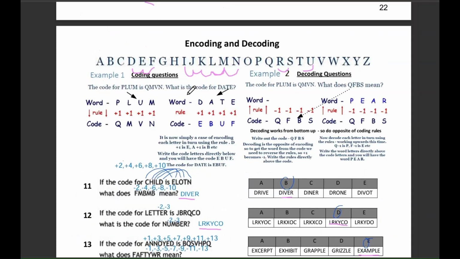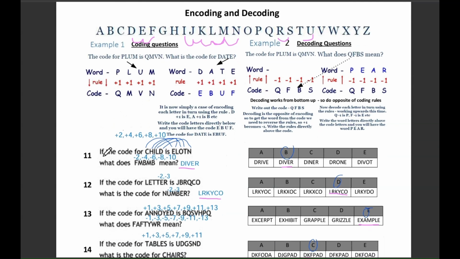These are like secret codes, and we need to figure out the rules to crack them. Question 11. All right, our first code says that CHILD becomes ELOTN. Let's see how that happened. If we look at each letter in CHILD and compare it to the letters in ELOTN, we notice a pattern. C moves forward 2 letters to become E. H moves forward 4 letters to become L. I moves forward 6 letters to become O. L moves forward 8 letters to become T.